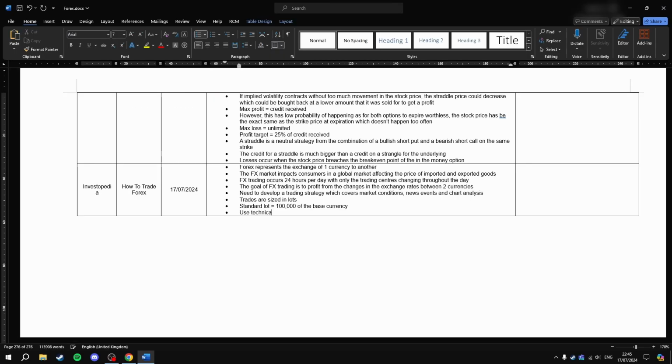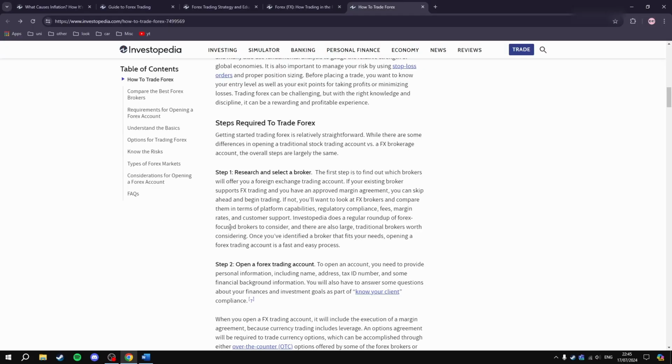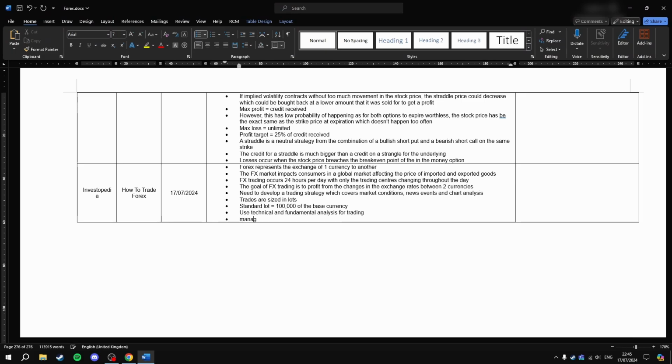Use technical and fundamental analysis for trading. Manage your risk by using stop-loss orders and proper position sizing.